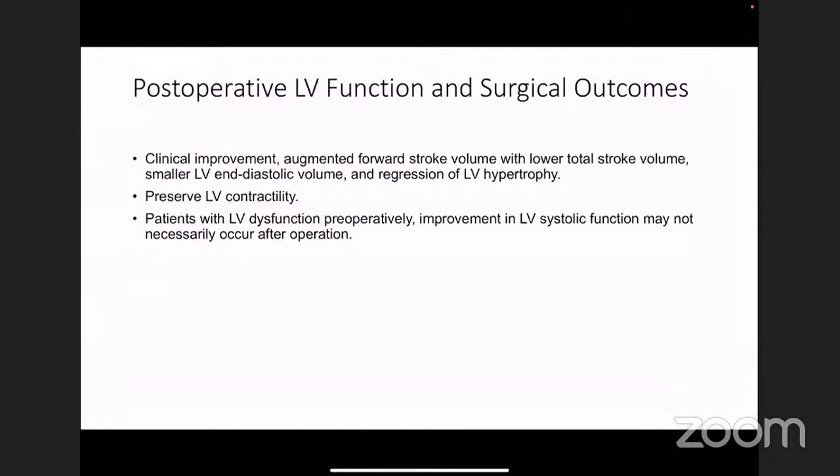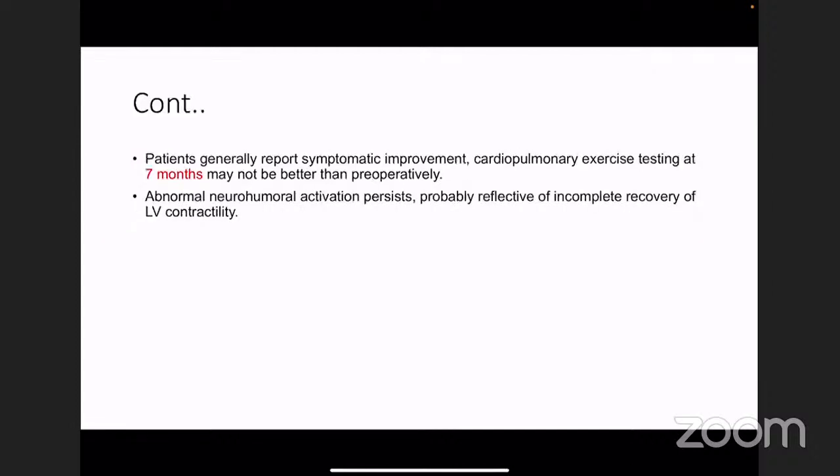Postoperative LV function and surgical outcome: clinical improvement, augmented forward stroke volume with lower total stroke volume, smaller LV end-diastolic volume, and regression of LV hypertrophy. Preserve LV contractility. In patients with LV dysfunction, preoperative improvement in LV systolic function may not necessarily occur after operation. Patients generally report symptomatic improvement.